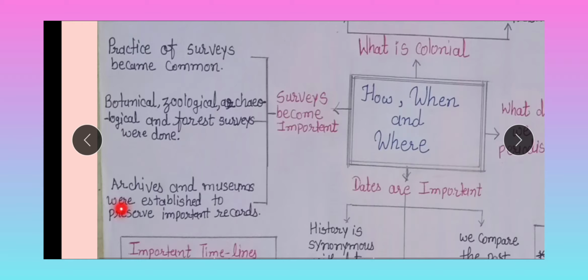Then archives and museums were established to preserve important records in each and every manner. Since people started to do surveys, many records were prepared. In the book we have already learned that record rooms were attached to each government institution. So these many records tell about history, and to preserve them, archives and museums were established.